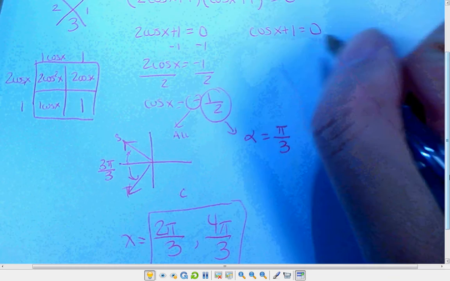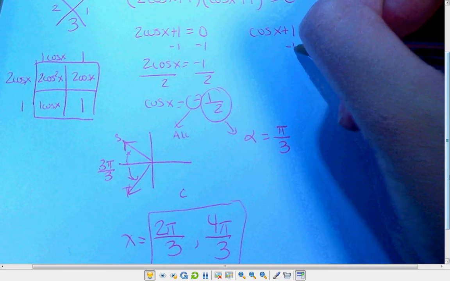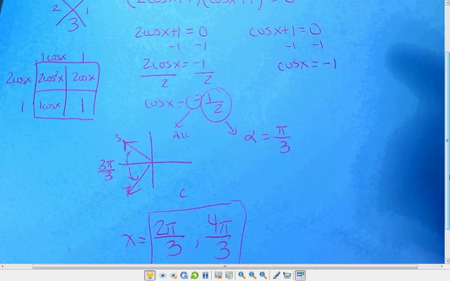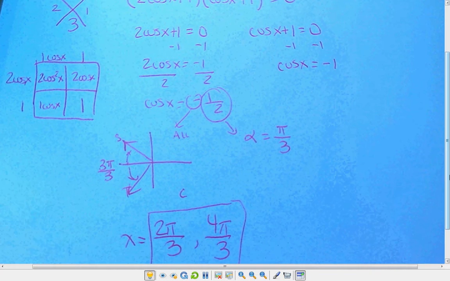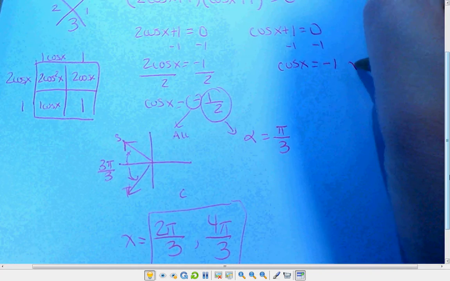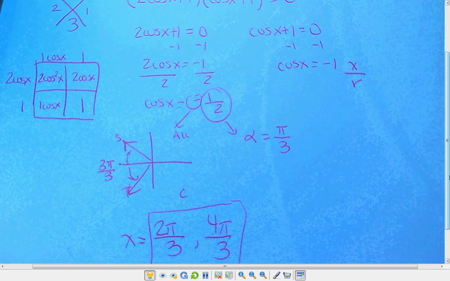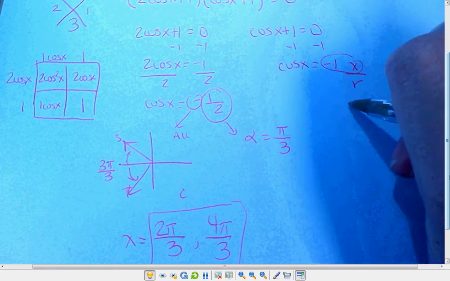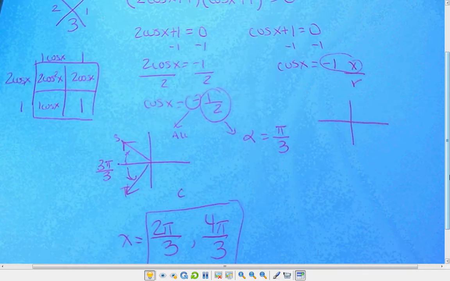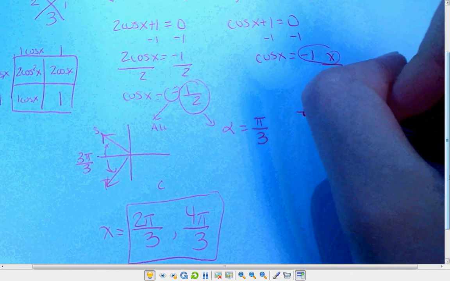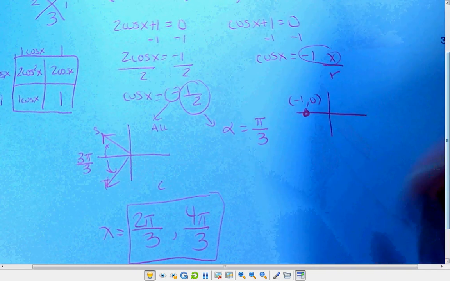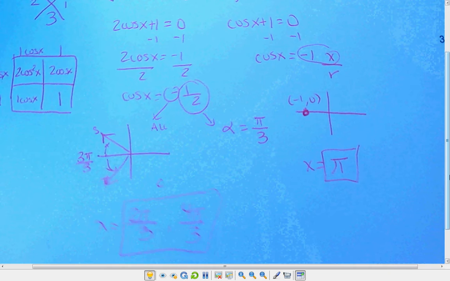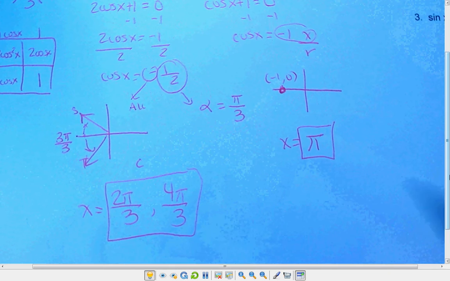And now for this one up here, cosine x plus 1, subtract 1 from both sides. I have cosine x equals negative 1. Negative 1 is not in my chart, so I know this is going to be a quadrantal angle. Cosine is x over r, and so I know that my x value has to be -1. So in my unit circle, my x is -1 right here, which tells me that my angle is pi. So here are my 3 answers for problem number 1.